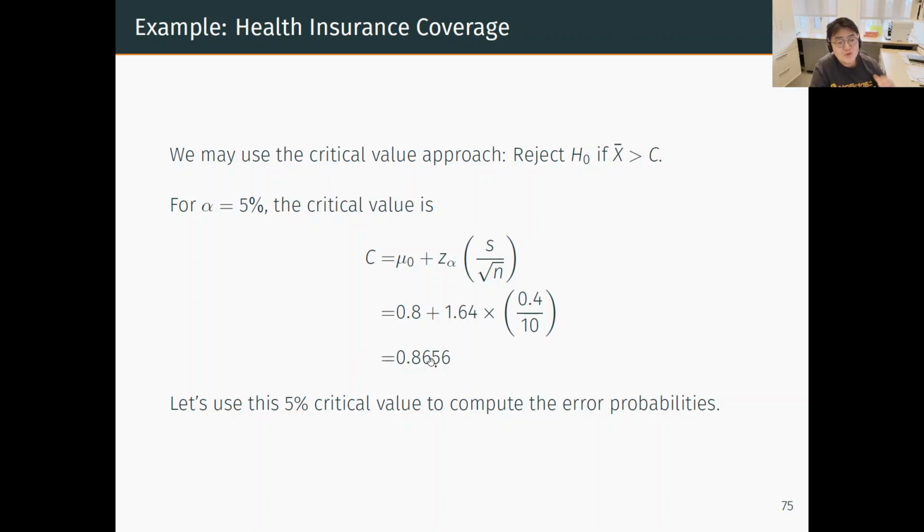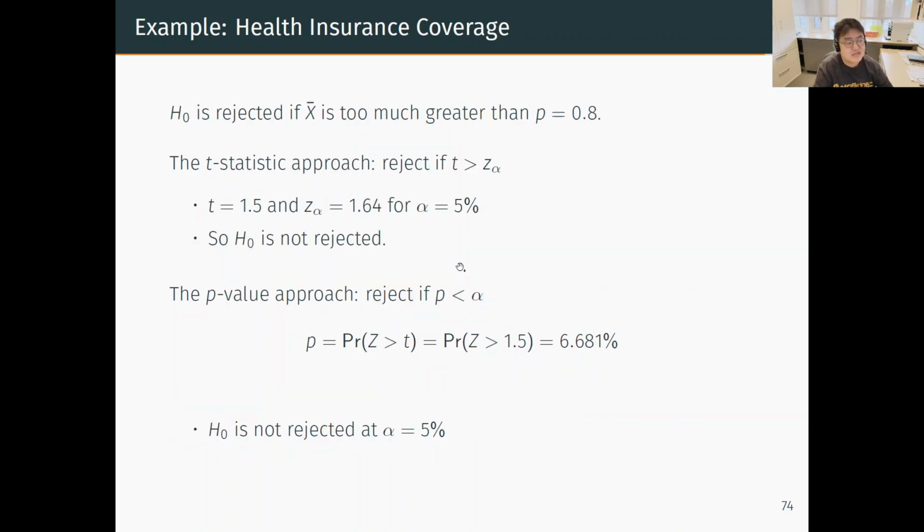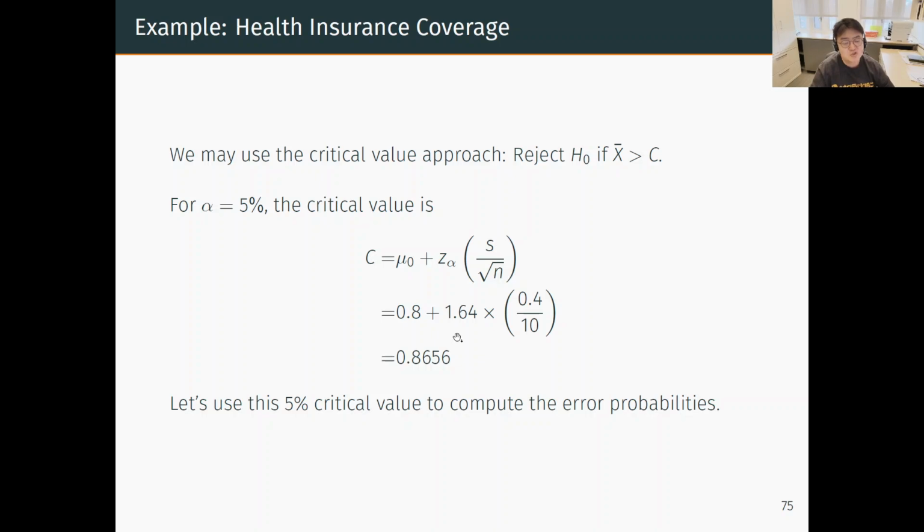So you are going to believe that the policy change has any effect only when the sample average is greater than 86.56%. But in your data, it's only 86%. So your sample is not sufficiently large to prove that the policy is statistically effective. So that's, again, how we make the decision based on the critical value.